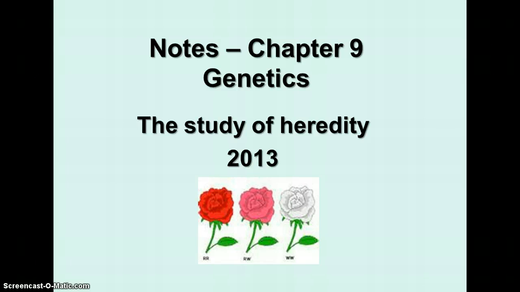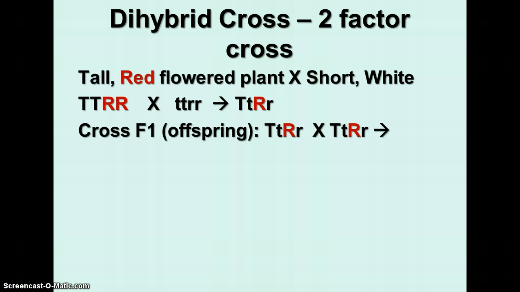Continuing on in our study of genetics, we're going to go now to dihybrid crosses and exceptions to Mendel's laws. A dihybrid cross is when you're looking at two different traits at the same time. So let's give, for instance, a tall red-flowered plant crossed with a short white-flowered plant.